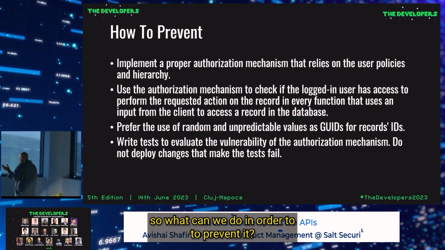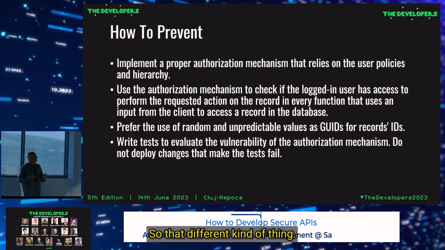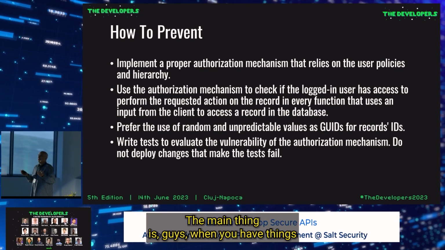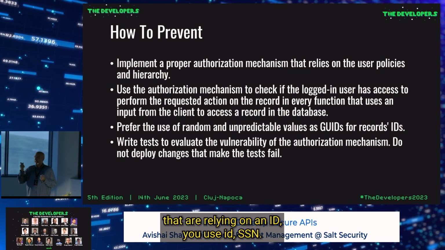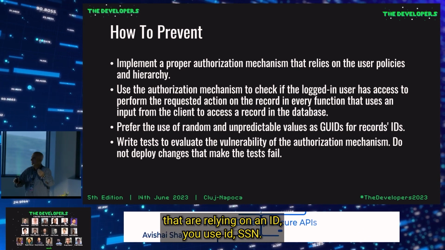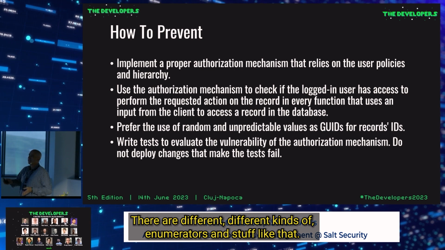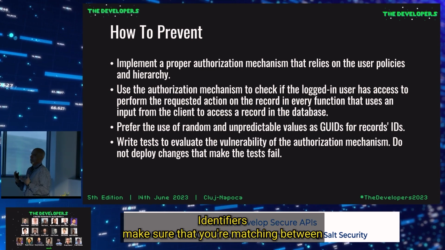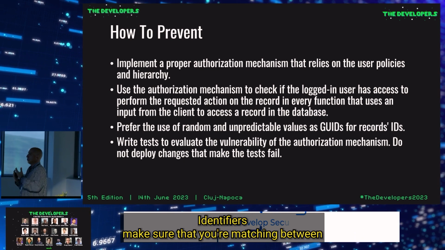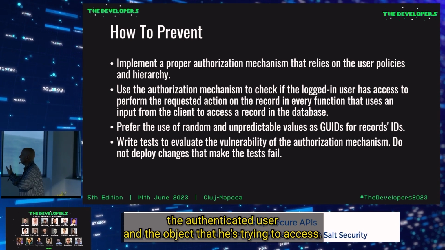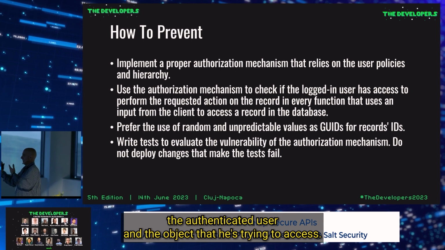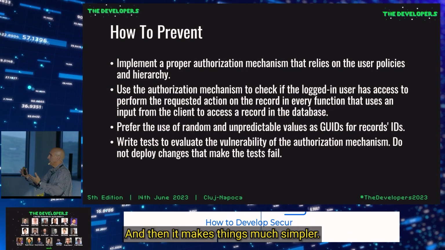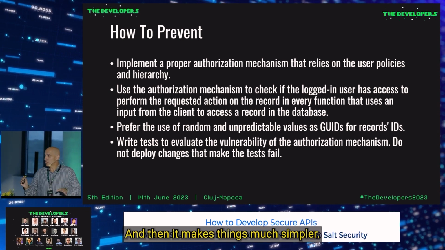Okay, so what can we do in order to prevent it? There are different kinds of things. The main thing is, guys, when you have things that are relying on an ID, UUID, SSN, or different kinds of identifiers, make sure that you are matching between the authenticated user and the object that he's trying to access. It's not that complex to do, and it makes things much simpler.